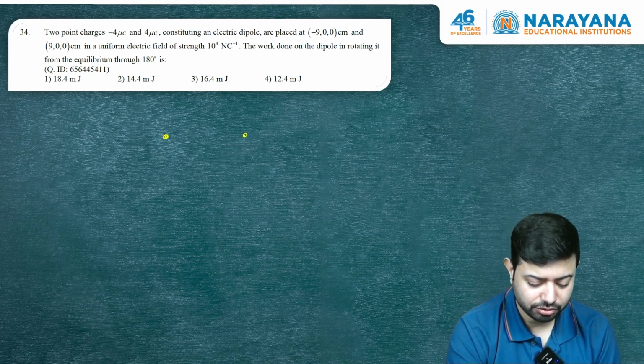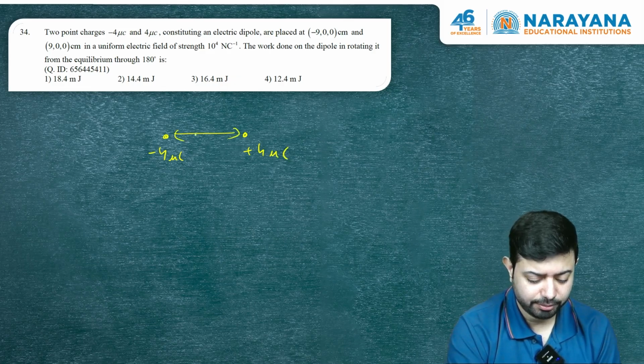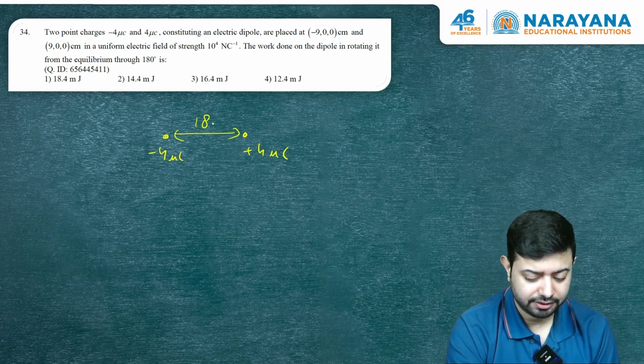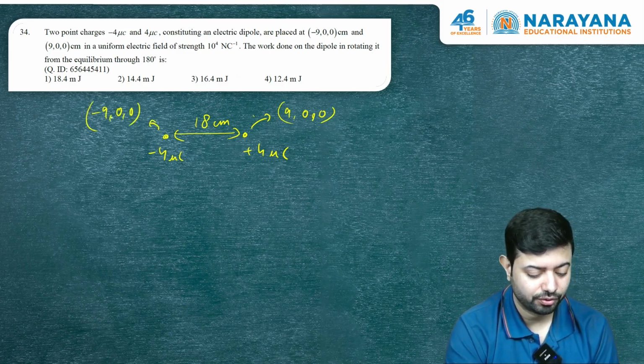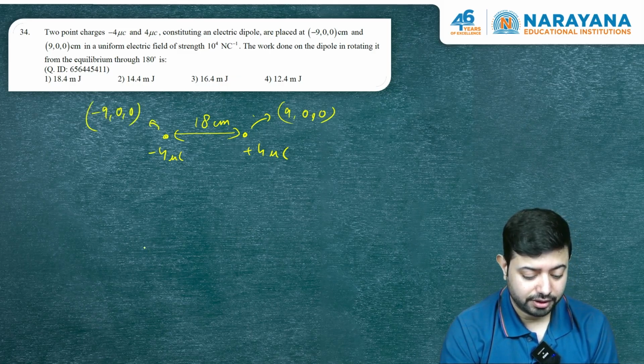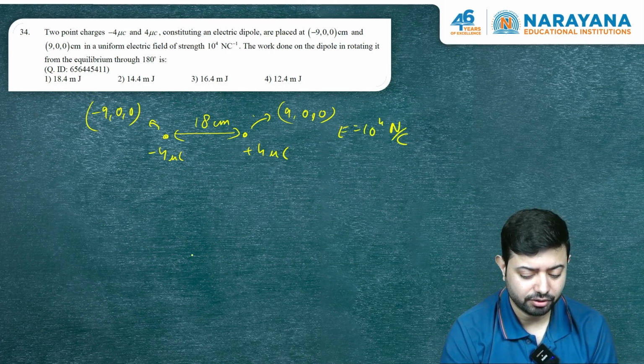So, if I take the 2-point charges minus 4 and plus 4 microcoulomb, the distance between them will become how much? 18 centimeter. Okay. This position of it is actually 9, 0, 0 and the position of it is actually minus 9, 0, 0. Now, in a uniform electric field of strength E given as 10 to the power 4 Newton per coulomb, the work done on the dipole in rotating it from equilibrium through 180 degree.